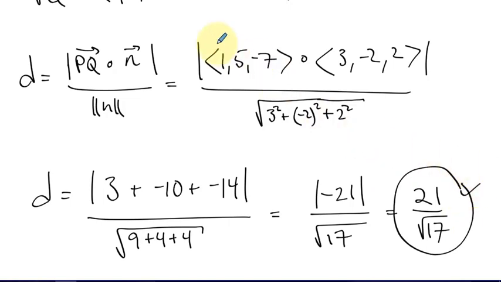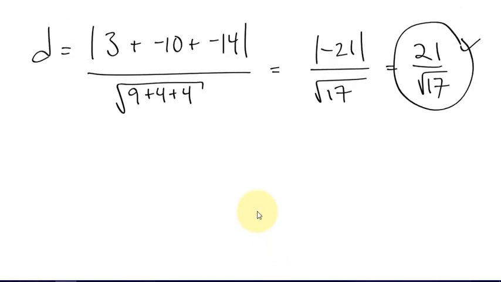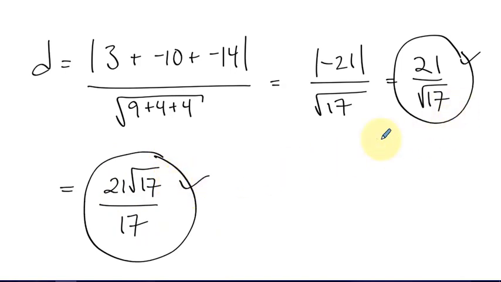That's the answer. It's a tradition to rationalize, and it isn't too difficult to do it again in this case. So let's just say 21 root 17 all divided by 17. It does look better that way, but both of these are correct.